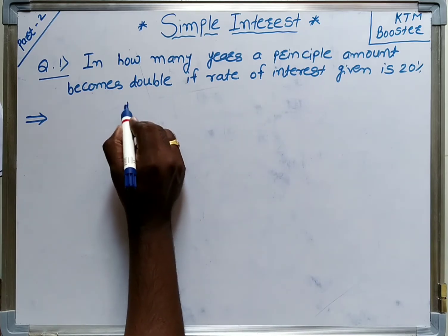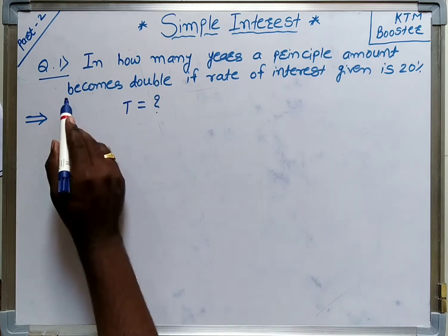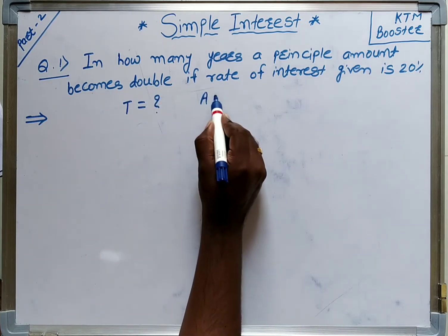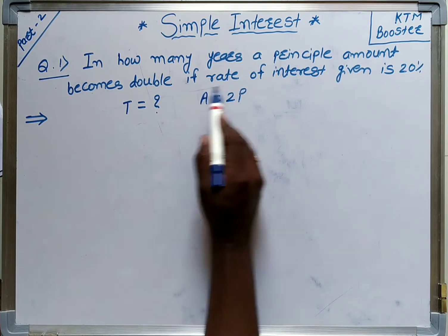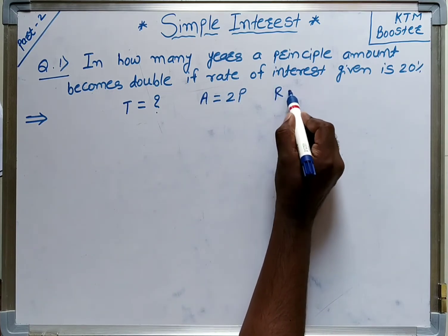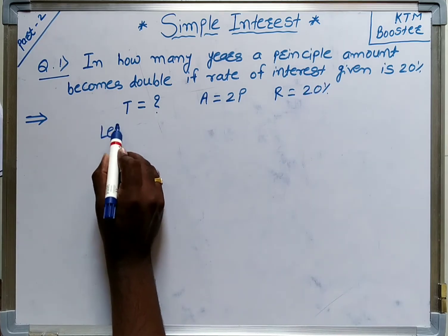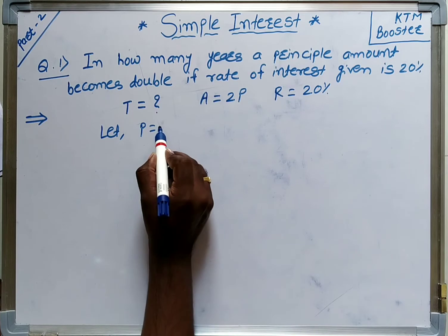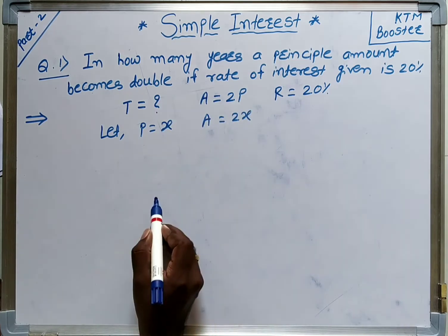In how many years does a principal amount become double? We have to calculate T, in how many years the principal amount becomes double, meaning A becomes twice of P, right? If the rate of interest given is 20%, that is, rate is 20%. Now let us consider that principal is X. So A is what? 2X, right?